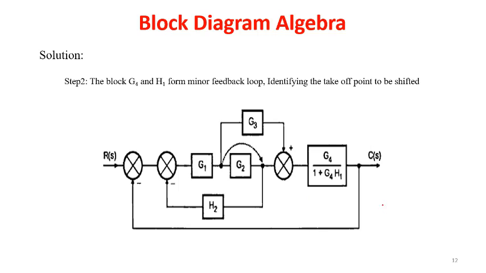Now next what we require to do here is we have to identify the takeoff point which needs to be shifted. So identification of the takeoff point, either we can shift this one here or we can shift this one on the other side. So here we are trying to bring these two, G1 and G2, in series. So to make these into series, we have to shift this takeoff point from here to the front here. So when we are shifting this takeoff point from here to here front, the modification we have to do is we have to apply our fourth rule.